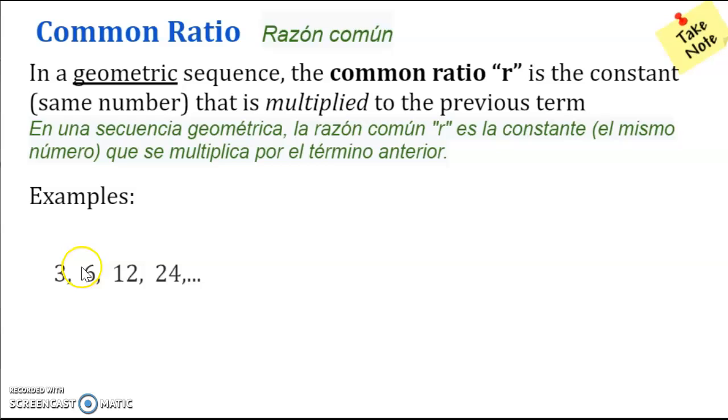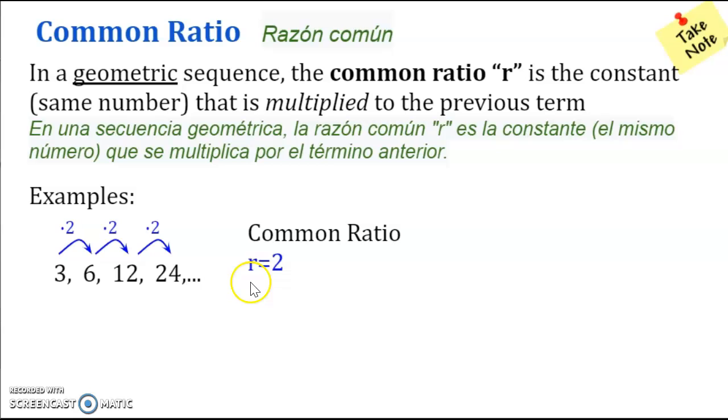So for example, if you have 3, 6, 12, 24, what am I multiplying to the previous number to get to the second number? I'm multiplying by 2, and then another 2, and multiplying by another 2. So the common ratio in this case, since I'm multiplying by 2, is 2.